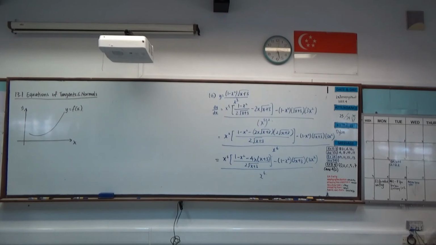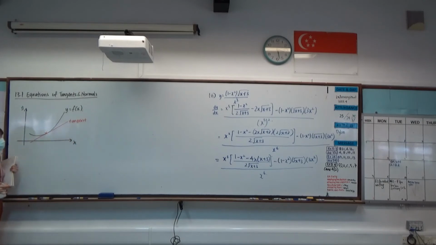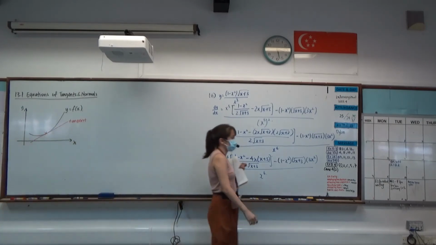So, y equals f(x), curve. Tangent is one line that touches the curve at one point only. Okay, that touches at one point. Then we have this thing called a normal.